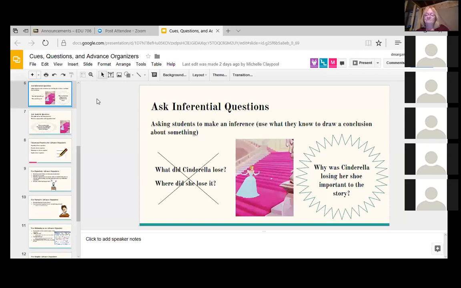I just showed an example, like in the story of Cinderella. What did Cinderella lose? Where did she lose it? They might know that right away, and that means they're paying attention, which is good, but it's not really going to turn their wheels. It's not going to get them thinking.